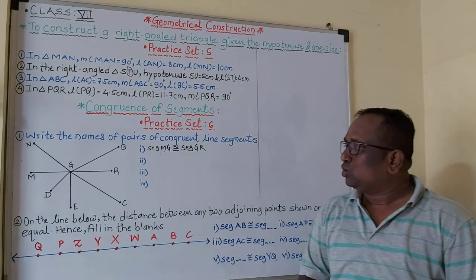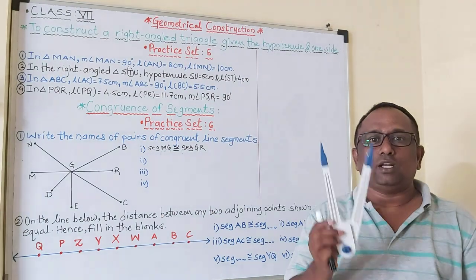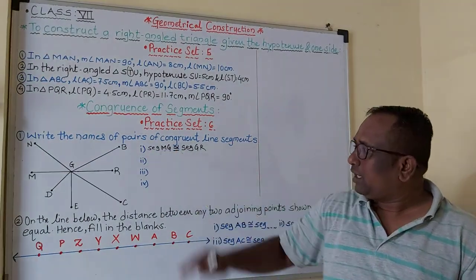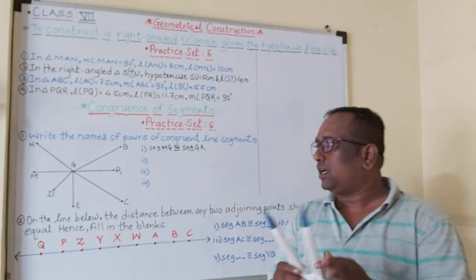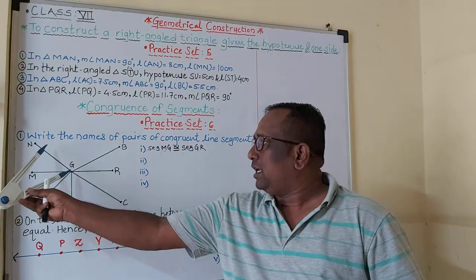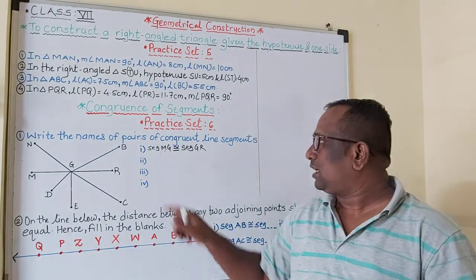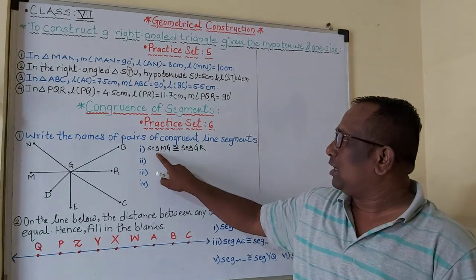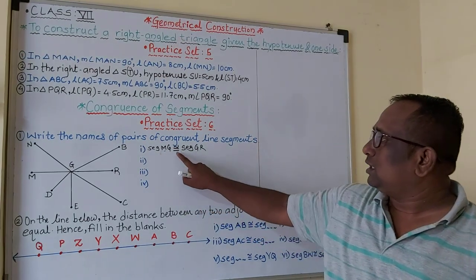Okay, so here you have to write 3 more. You can find them with the divider. The remaining 3 you have to solve for homework. See students, you have to use this divider. Select the length and see which lengths are matching, meaning same. That segment you have to write like this: segment MG is congruent to segment GR. This is the sign of congruent.